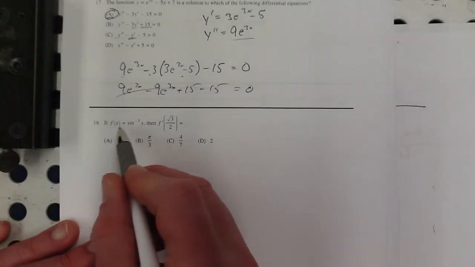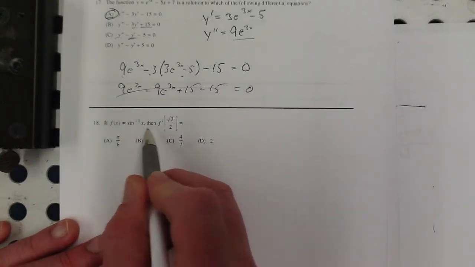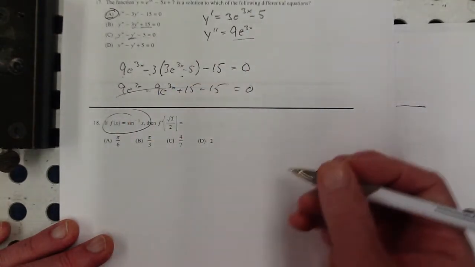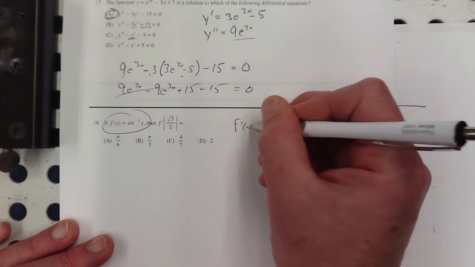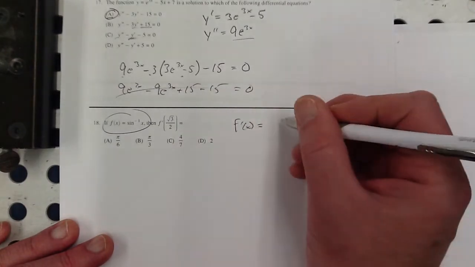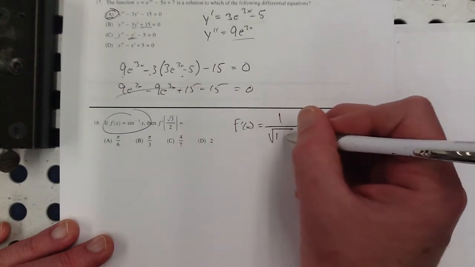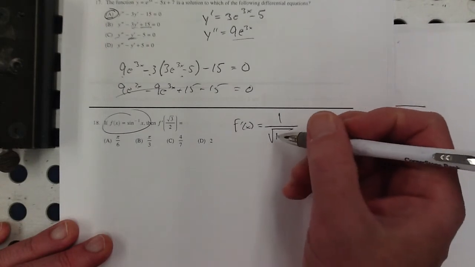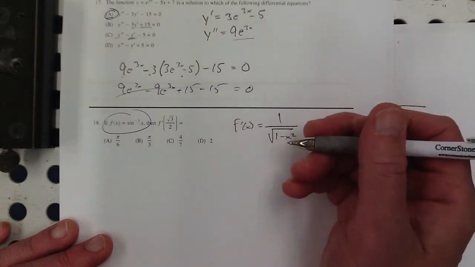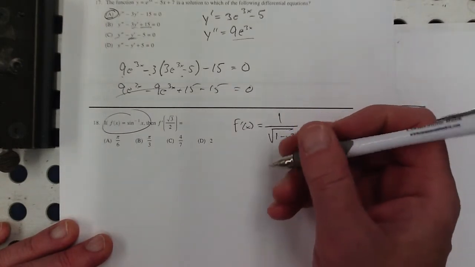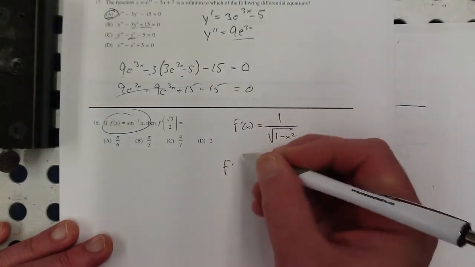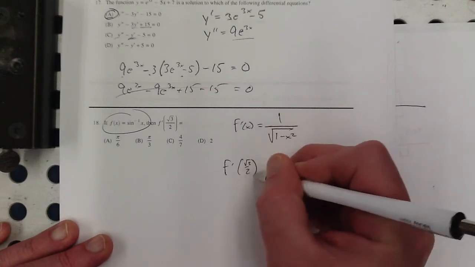Number 18, if f of x is equal to sine inverse x, then f prime. So you got to know the derivatives of your inverse trig functions. It's just a fact that calculus students need to know that the derivative of sine inverse is this, right? So that is in, let's see, that's probably section 4.3, chapter 4, third section. So what's f prime of the square root of 3 over 2?